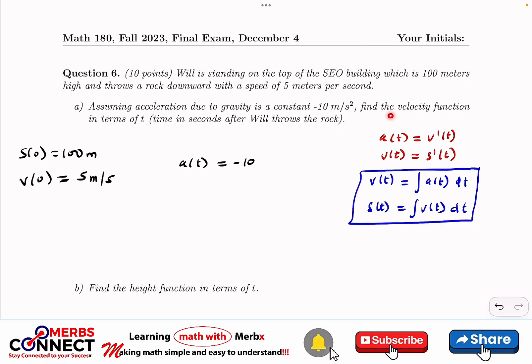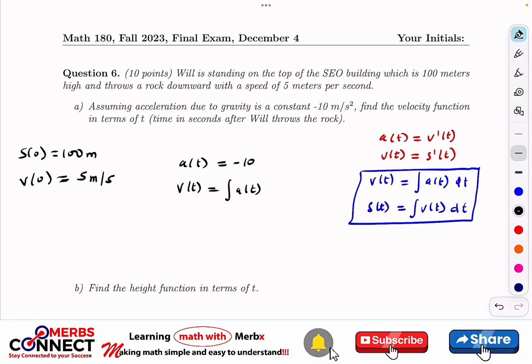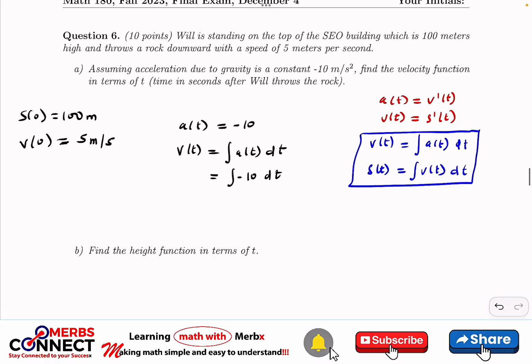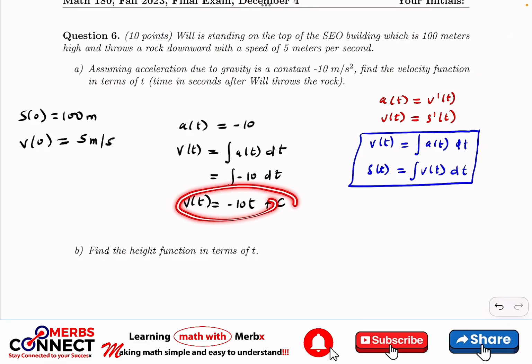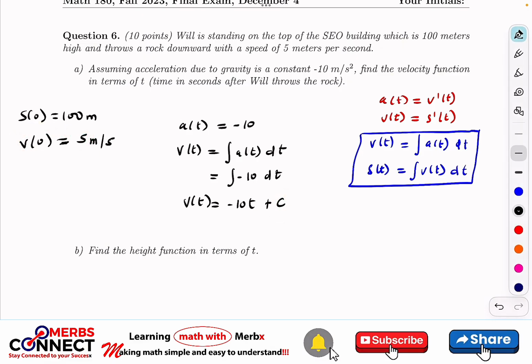Now the question is asking us to find the velocity function, but we know that for us to find the velocity, we need to take the entire derivative of acceleration. So it means that the v of t is equal to the integral of a of t. So this is going to give us the integral of minus 10 dt, and minus 10 is a constant function. So this is going to give us minus 10t plus constant. So now that we have this, we need to find a constant, but we have the initial value here. So this is going to help us. So now let's plug in.